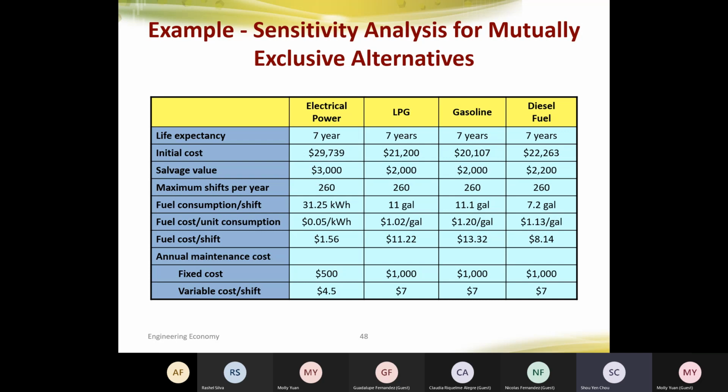You can just see that these numbers are computed here. Like fuel consumption per shift is this. Then unit cost of the fuel is this. So you multiply this, you get this, and so on. So these are just very simple computations, and these are the numbers that we'll be able to use. But basically, what we want to see is, if the number of shifts per year changes, what will be the result? Okay, what will be our decision? Next.